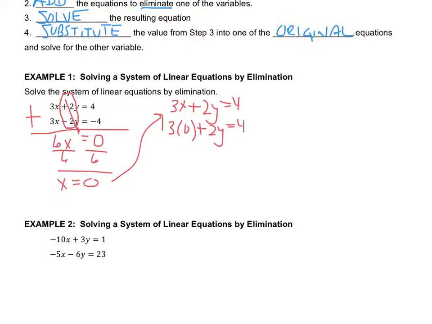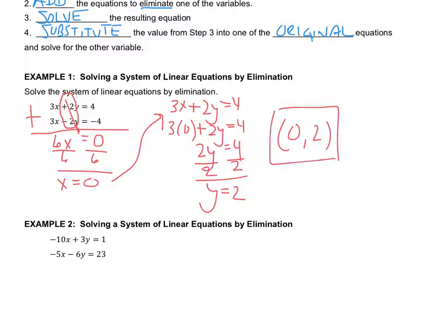And now I can solve for the y. 3 times 0 is 0. 2y equals 4. When I divide by 2, I get y equals 2. So my answer to this system, remember, is the point that works for both, is going to be 0, 2.